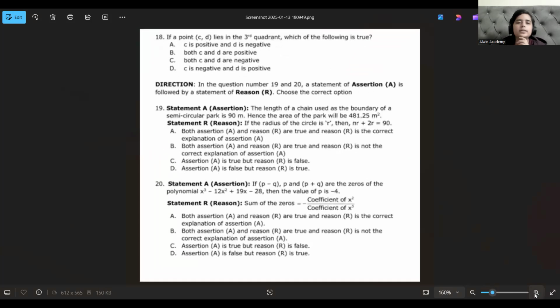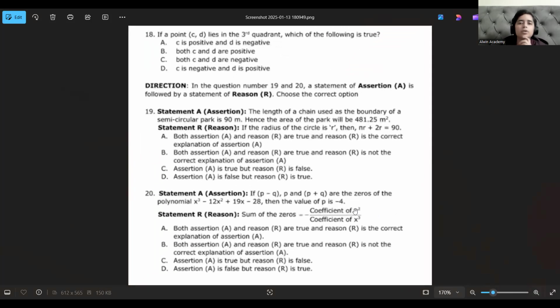Going to the next question, herein we have question number 18. If a point C, D lies in the third quadrant, which of the following is true? Now, the third quadrant is basically this particular one. So herein, X is also negative and Y is also negative. Both C and D are negative. Option number C.